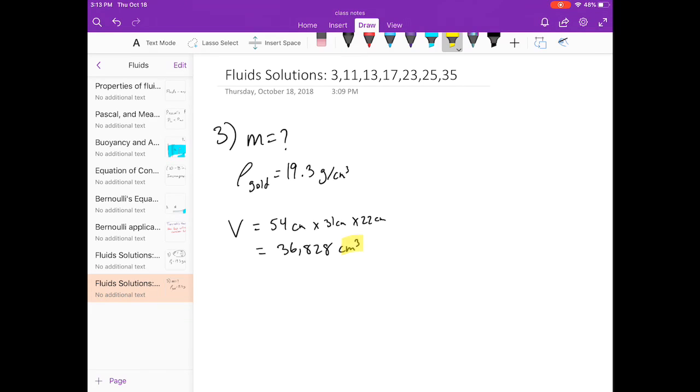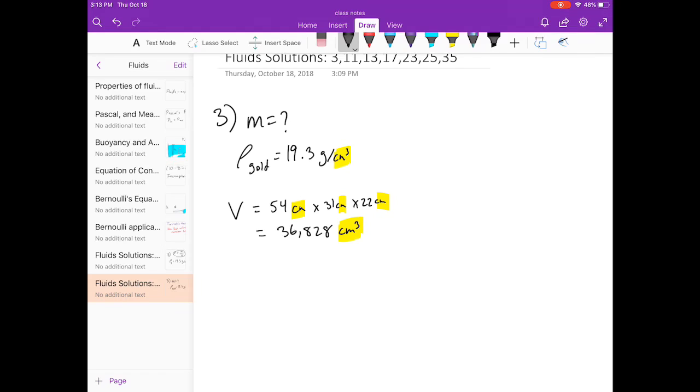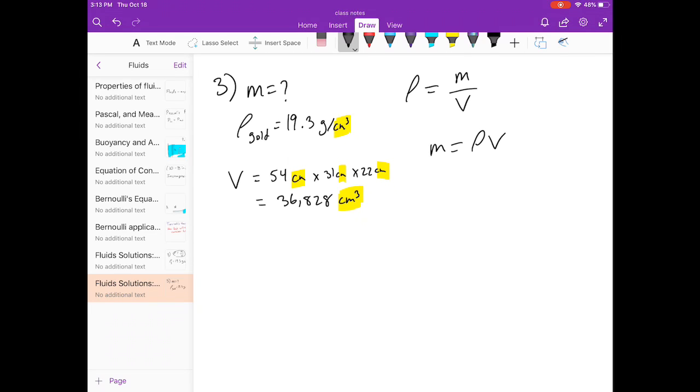Now notice the units we chose. They gave us centimeters, centimeters, centimeters, and centimeters, so we got centimeters cubed. We chose the unit of density that is in centimeters cubed to make our lives easier. So the only thing you need to know for this problem is that the density is equal to mass divided by volume. So if you want mass, it's just density times volume. That quantity is going to be useful to us in later problems as well, so we're going to hang on to that.